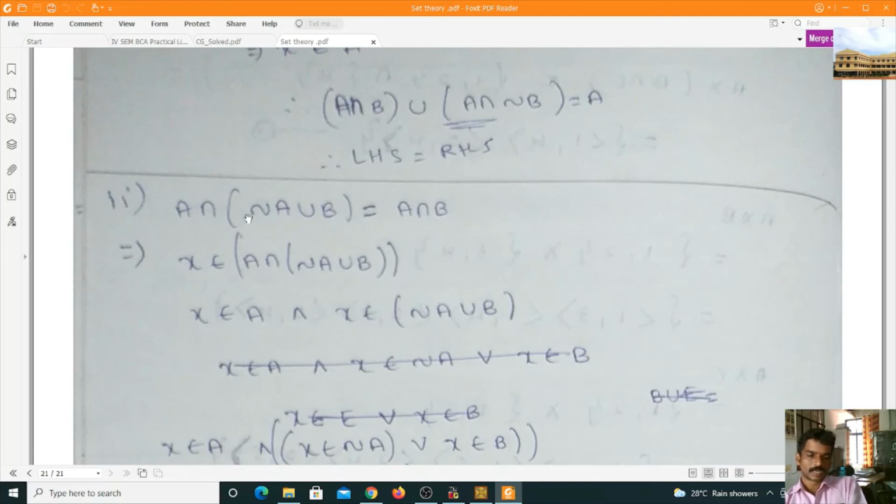X belongs to A intersection not A union B.